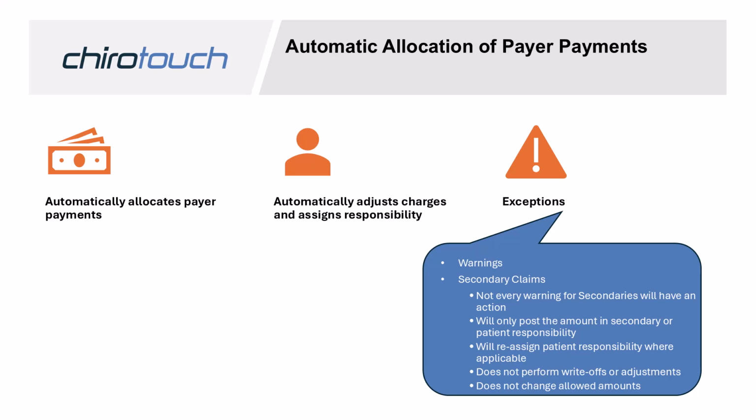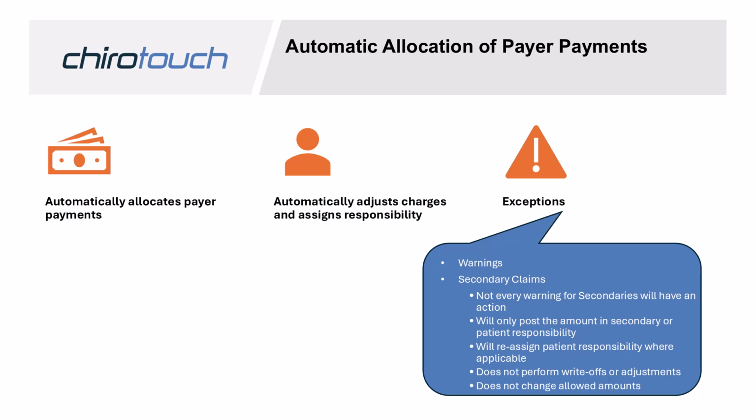Also, you will only be able to post the amount that is in secondary or patient responsibility. So the ERA will not post something that is sitting in primary or an adjustment. It won't move that money around to make it so that the secondary can post. We will reassign patient responsibility where applicable. So if the patient's responsible and the secondary is paying, we will reassign that so the secondary can pay according to the ERA.